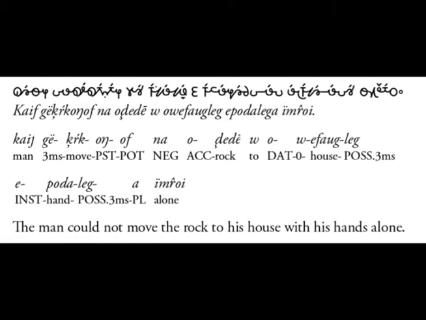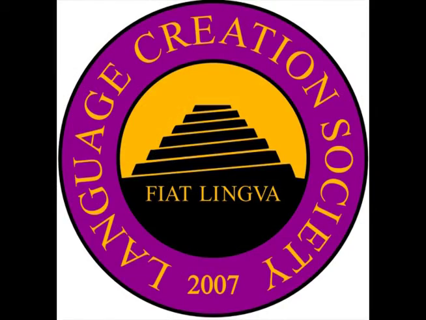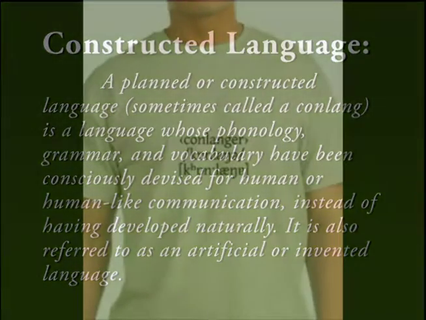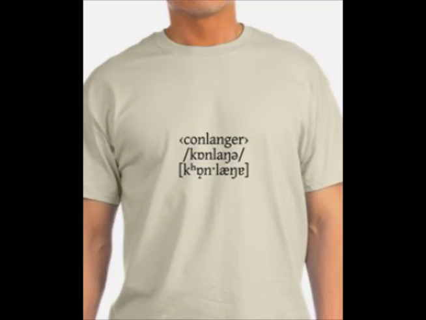Conlangs there are. The Language Creation Society defines a constructed language as a language whose phonology, grammar, and vocabulary have been consciously devised for human or human-like communication instead of having developed naturally. It is also referred to as an artificial or invented language. Basically, a constructed language was intentionally developed by one or more people as opposed to being a byproduct of people living together and trying to communicate with one another. These people, who create Conlangs, are often called Conlangers, and can have many different reasons for creating their Conlangs.